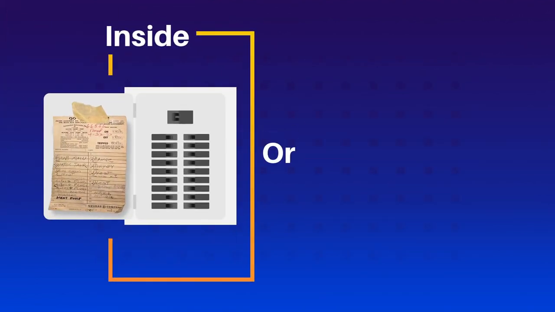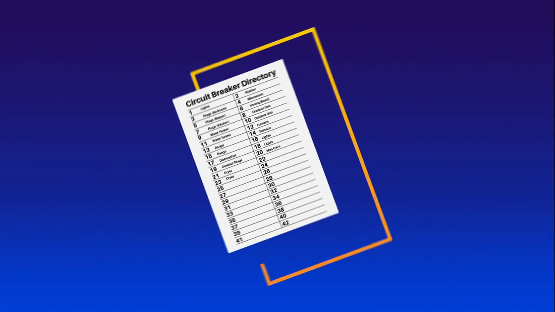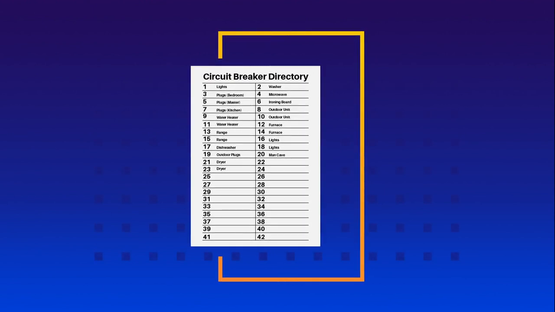Historically, panel directories have been found on the inside of the door or attached to the front of the panel. Typically, directories are a template supplied with the panel board from the manufacturers. Oftentimes, those templates only allow a small space for a written description of the load being served.